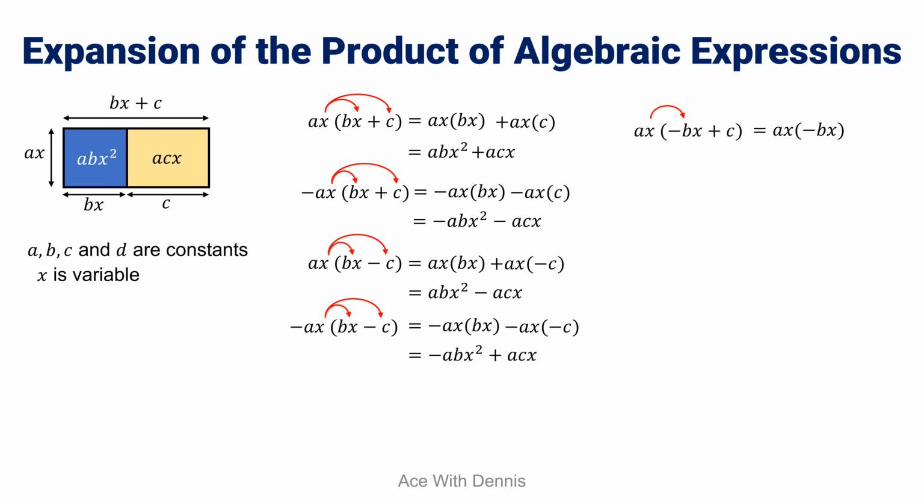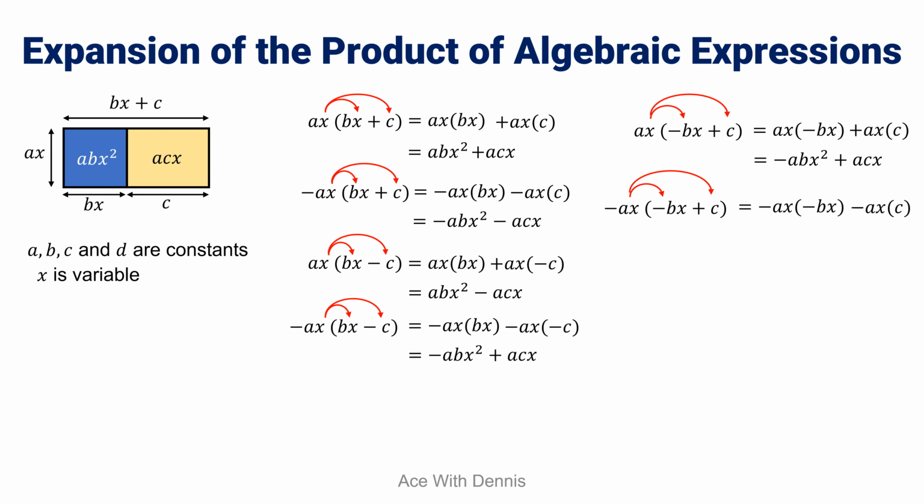Next, ax times negative bx plus c. When I expand, we get ax times negative bx plus ax times c, and the result is negative abx squared plus acx. Next, negative ax times negative bx plus c. Expand the bracket, we have negative ax times negative bx, negative ax times c, and the result is abx squared minus acx.